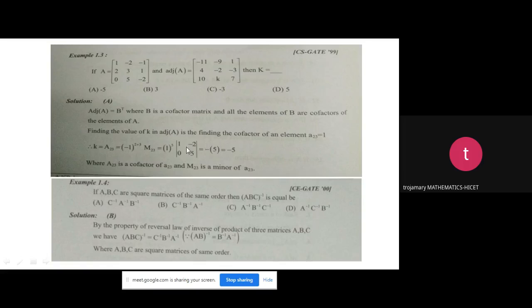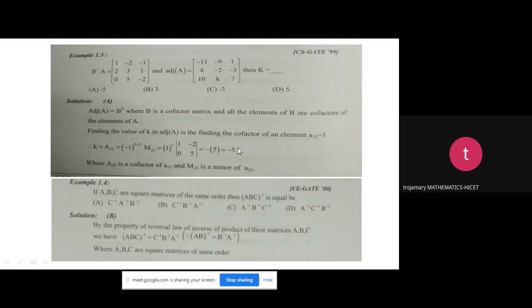Okay, transpose. You have to take the transpose. Adjoint A, you transpose and the cofactor matrix is obtained. So the cofactor matrix element is 1, minus 2, 0, 5. So minus of, the answer is minus 5.